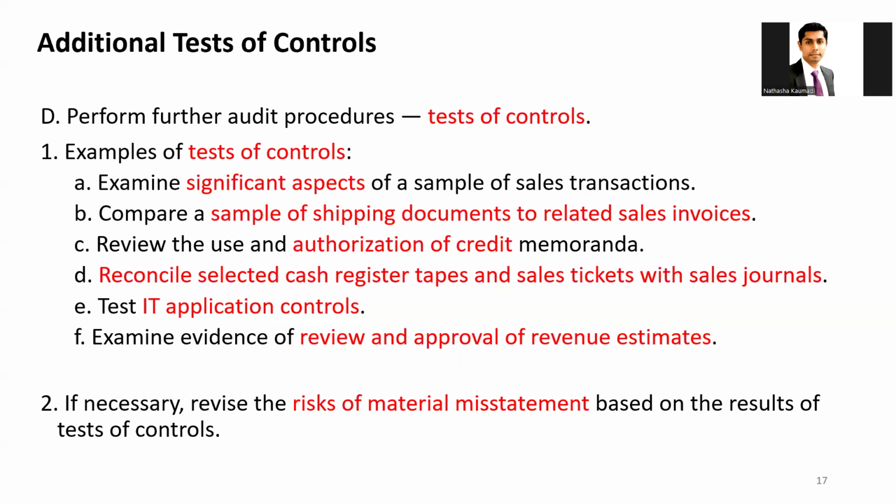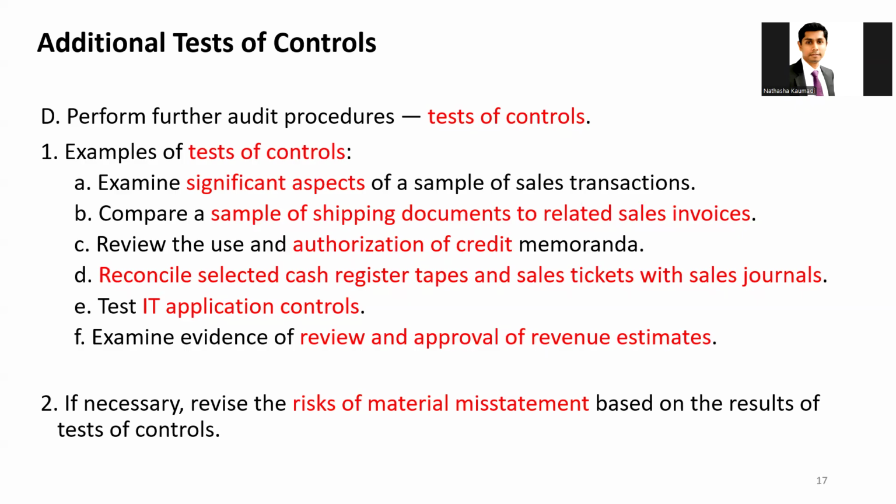And then if necessary, revise the risk of material misstatements based on the results of the test of controls. So I have told you, after conducting the test of controls, if you understand that the controls are operating effectively, you can trust. You can reduce the substantive audit procedures because you are trying to rely on the test of controls. Let's say after conducting the test of controls, you realize their controls are not good at all. So you try to increase the substantive procedures.